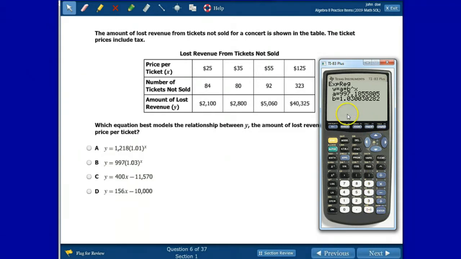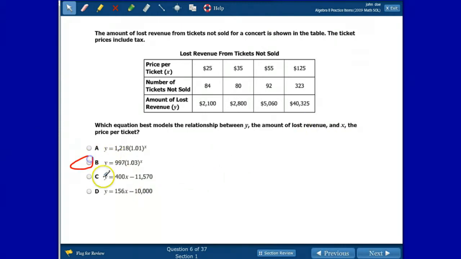I hit enter. And if you look, it says put 997 in for A, put 1.03 in for B, raised to the X, and that actually describes it. So I'm done. I didn't really have to do much work at all. So that's how you do that one.